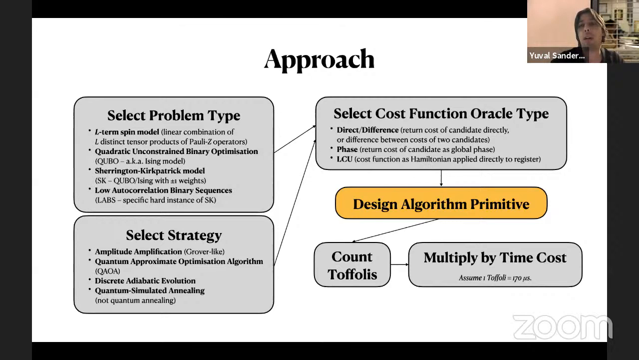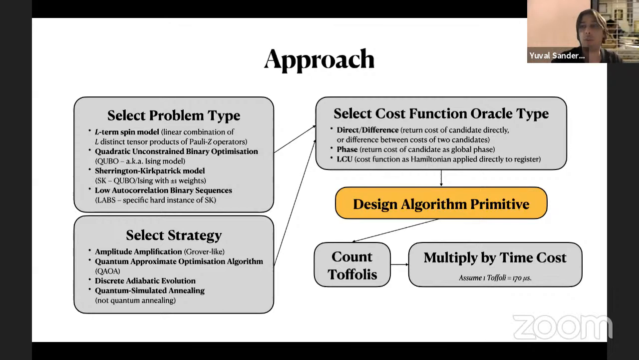Then there are slightly weirder ones. There's the so-called phase oracle, where the value of the cost function is returned not by writing it down to some other quantum register, but as a global phase to some quantum register. And then there's the LCU, which stands for linear combination of unitaries. This is when the cost function is essentially executed as a Hamiltonian. What that means is you take your Hamiltonian and you multiply it directly to a target quantum register.